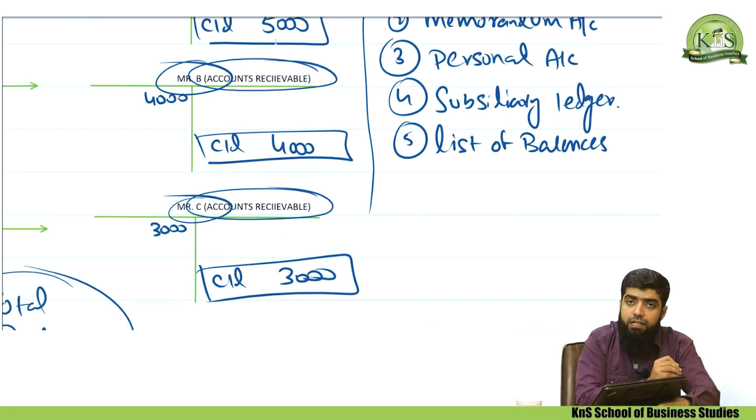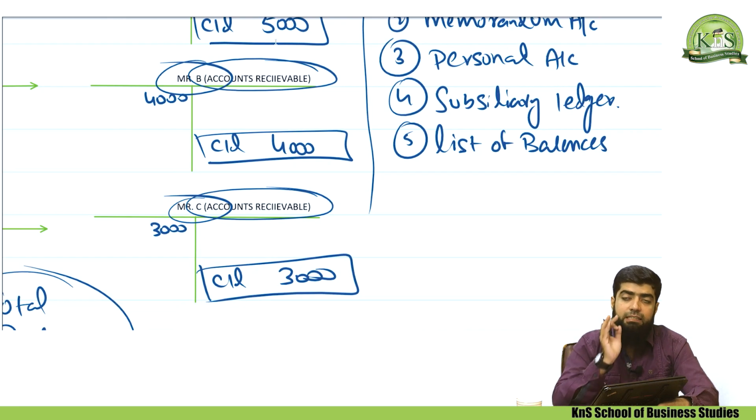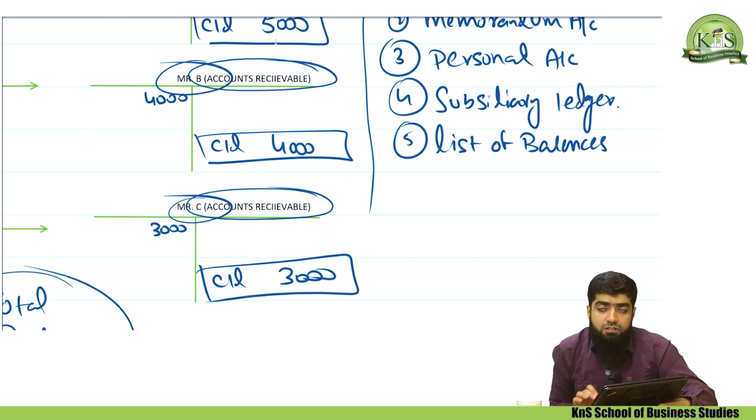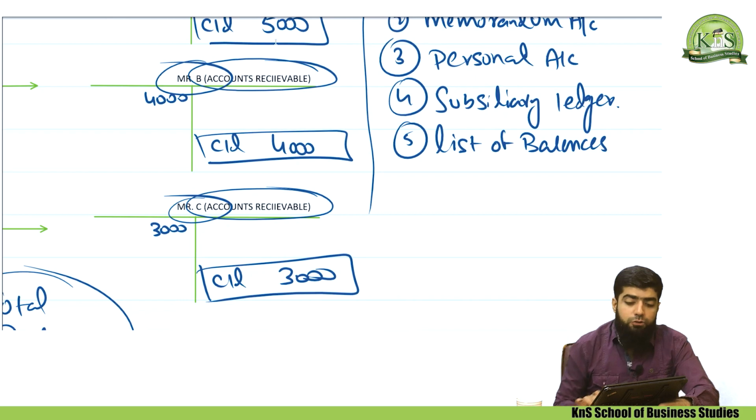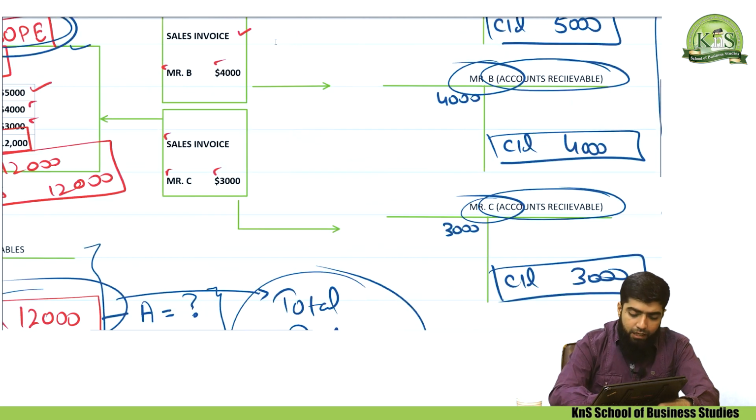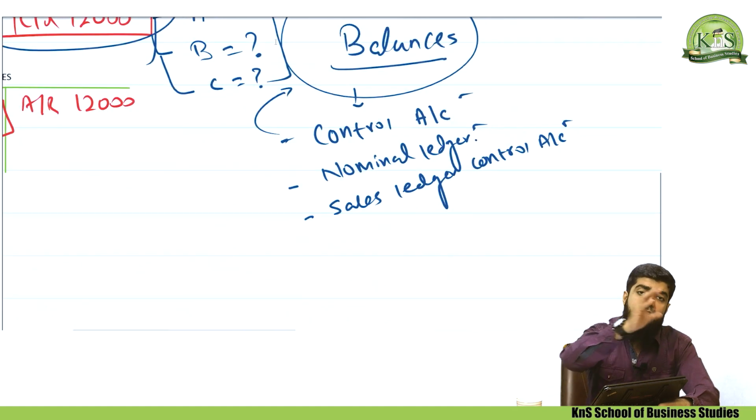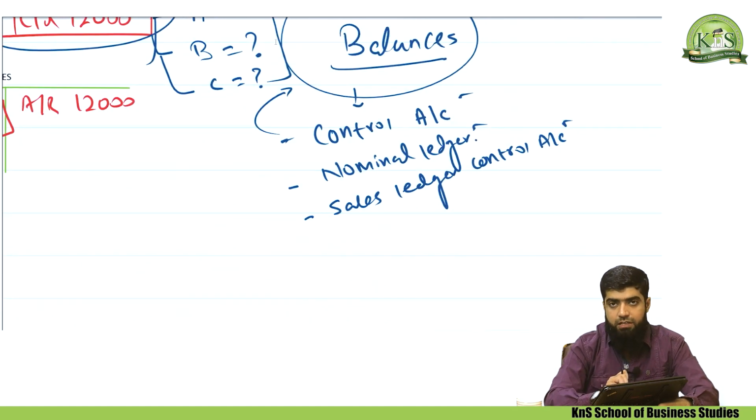And this is the individual account of Mr. C, personal account of Mr. C, memorandum account of Mr. C, subsidiary ledger of Mr. C, and the list of balances of Mr. C. So these are the individual balances of customers, and that account receivable or the control account is the aggregate or the total balances of the customers. That is the total amount we have to receive from the customers.